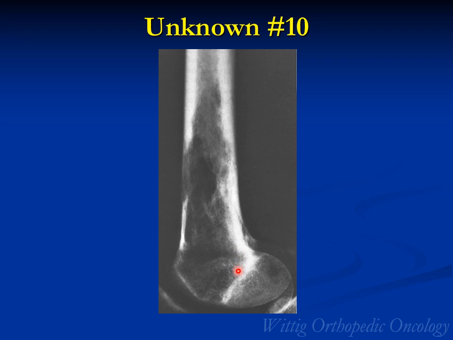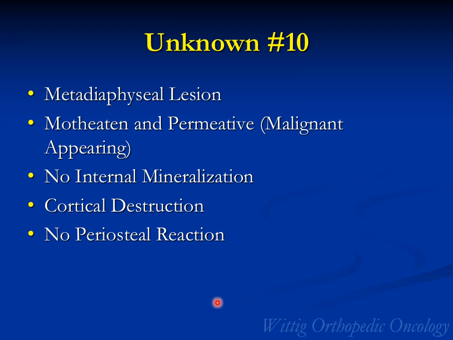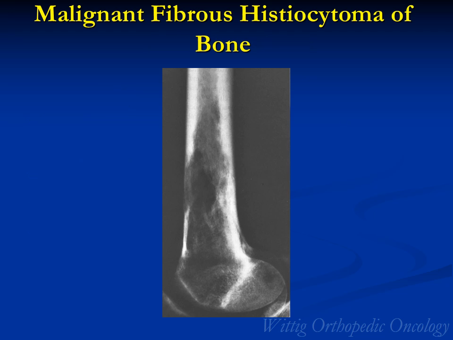Unknown number 10. Plain radiograph of a distal femur. This is a metadiaphyseal lesion. It's moth-eaten and permeative, meaning that it's malignant appearing. There's no internal mineralization. There's cortical destruction, but no periosteal reaction. Malignant fibrous histiocytoma of bone.